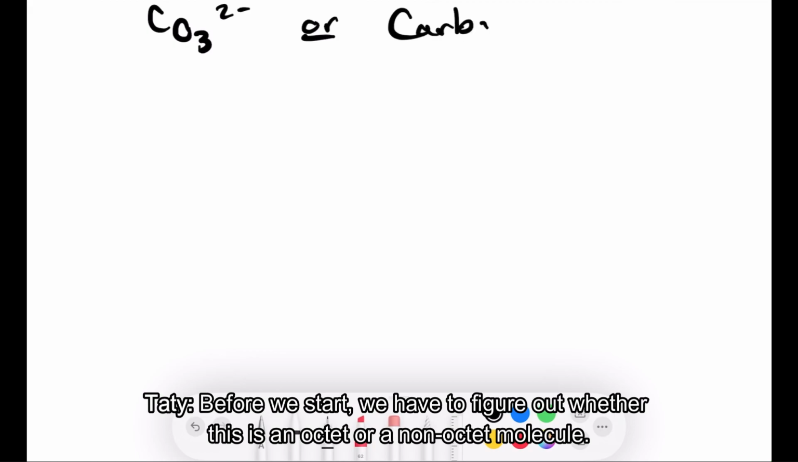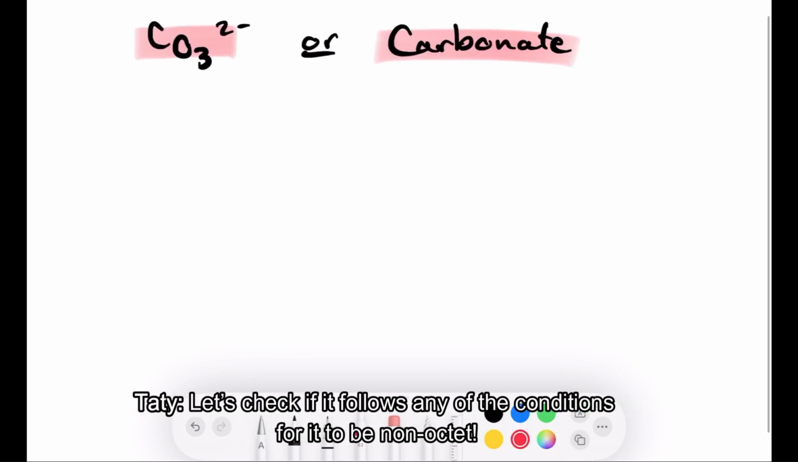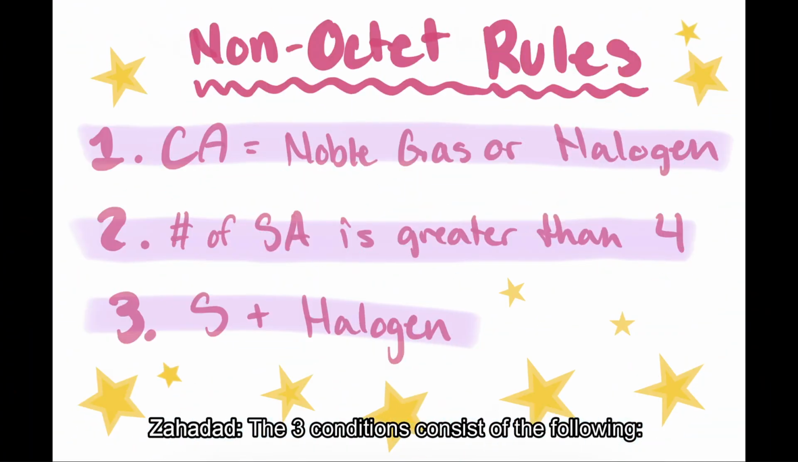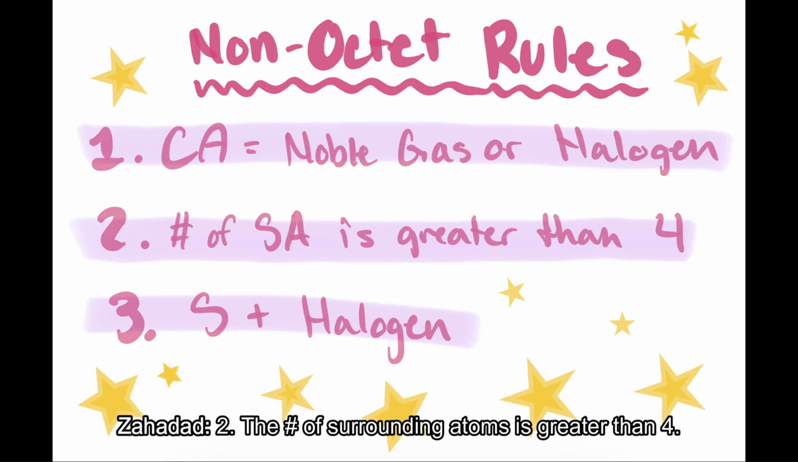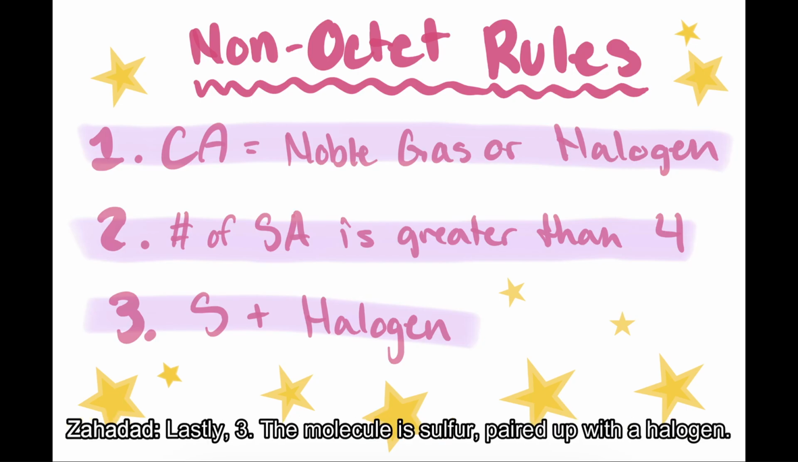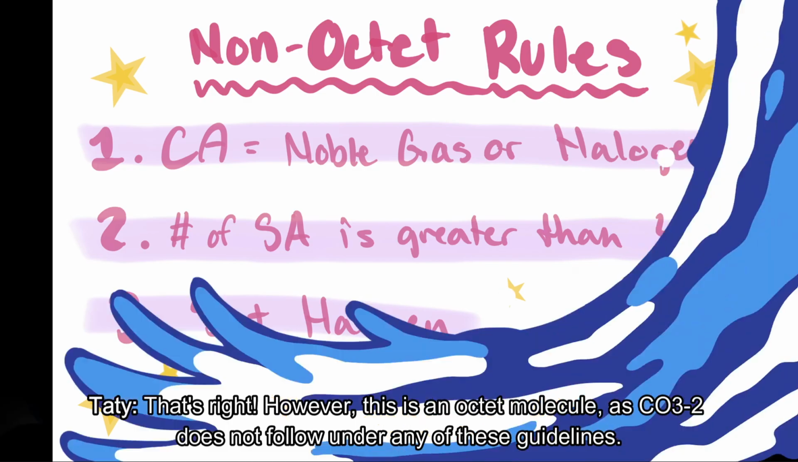Before we start, we have to figure out whether this is an octet or a non-octet molecule. Let's check if it follows any of the conditions for it to be non-octet. The three conditions consist of the following. 1. The central atom is either a halogen or a noble gas. 2. The number of surrounding atoms is greater than 4. Lastly, 3. The molecule is sulfur paired up with a halogen. However, this is an octet molecule, as CO3 2- does not fall under any of these guidelines.